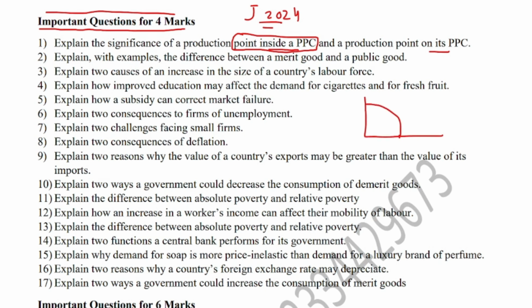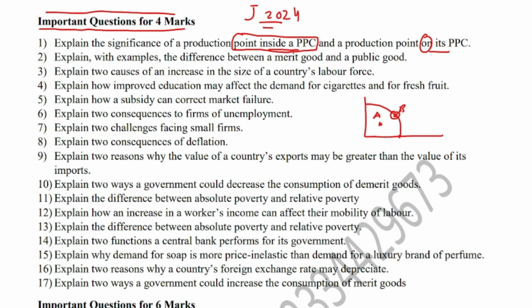You need not make the graph in this case, but I'm just showing you. Point A is inside the curve and point B is along the PPC curve, right? So you will have to say that point inside the PPC shows unemployment of resources. So it is a significant point because it gives signal to the producers that resources are not fully utilized, rather they are unemployed. And point B, that is point along the PPC or point on the PPC, shows that resources are fully employed.